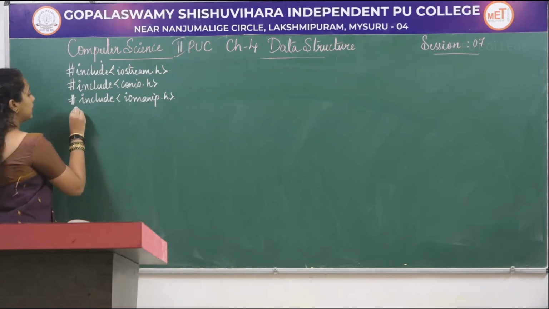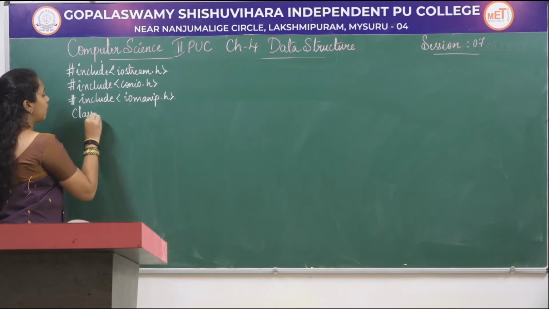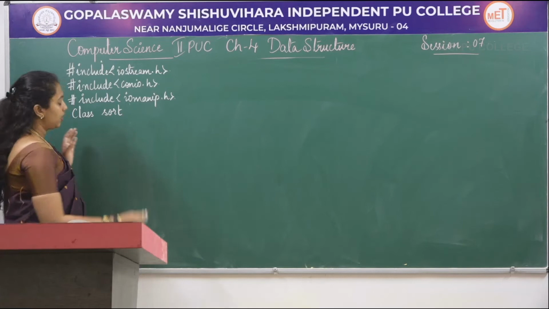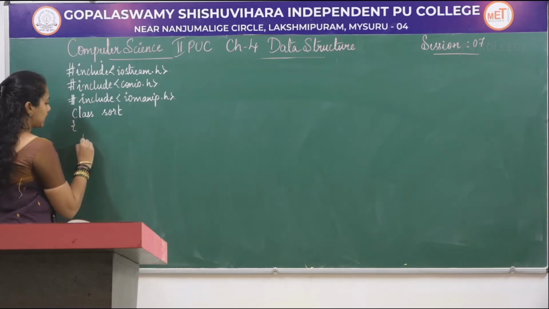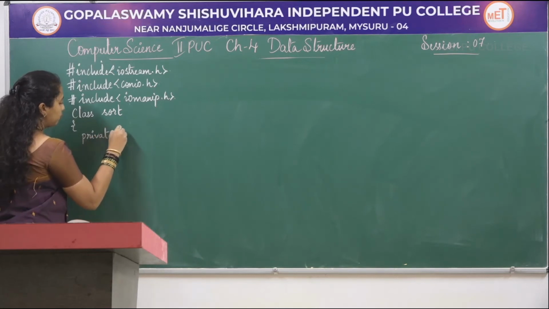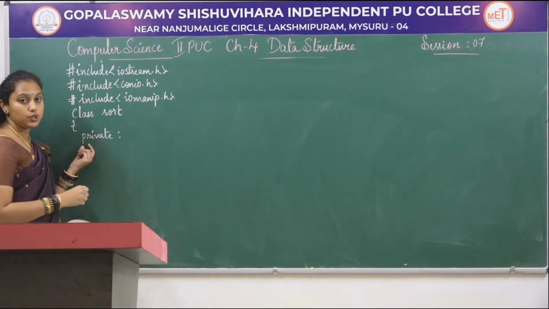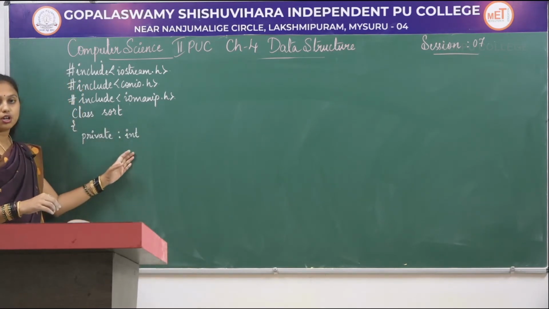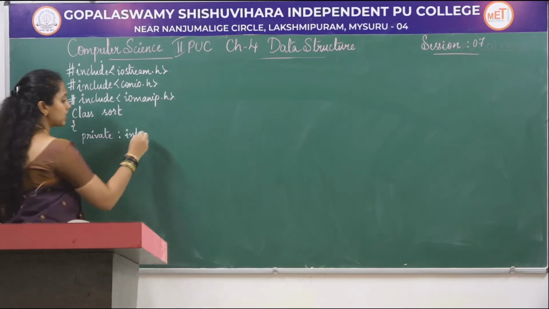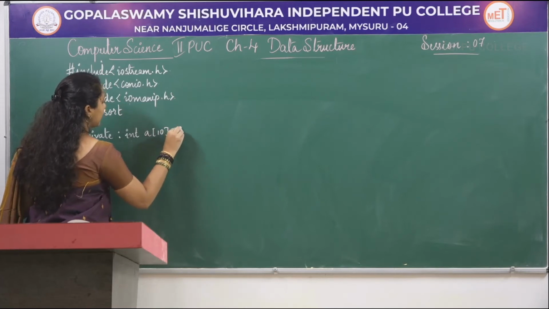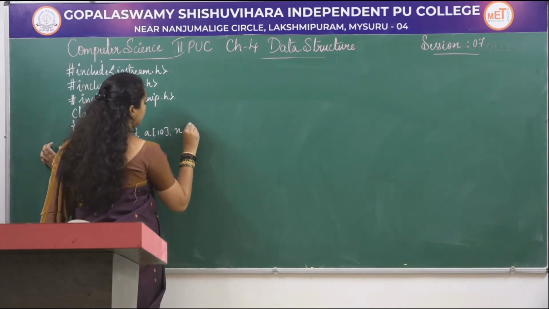Now I am creating a class called sort. So inside the class, in the private section, you have to write p in small letter. So I am going to declare the required variables for our program, that is the array name and the size of the array.